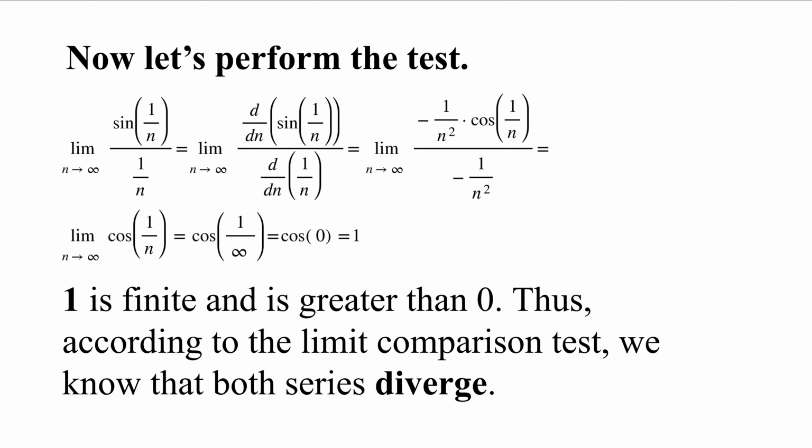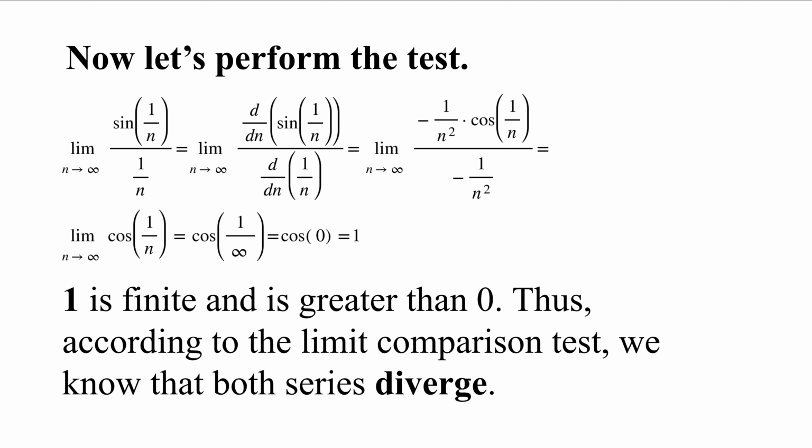Now, let's perform the test. We first set up the limit: the limit, as n approaches infinity, of sine of 1 over n over 1 over n. Because the ratio is indeterminate if we plug in 0, we will use L'Hopital's rule to evaluate the limit.